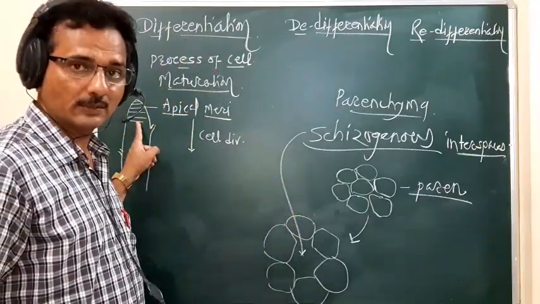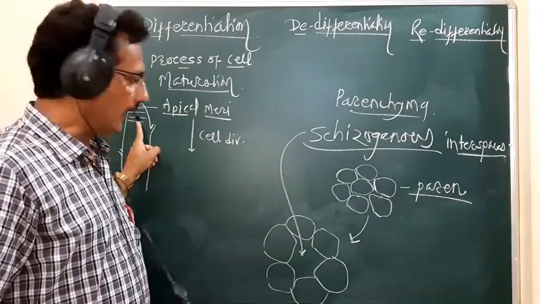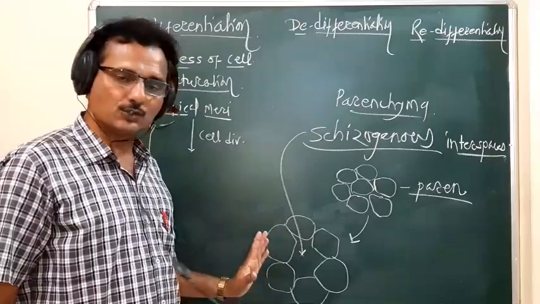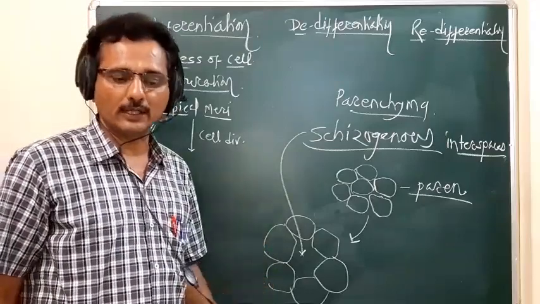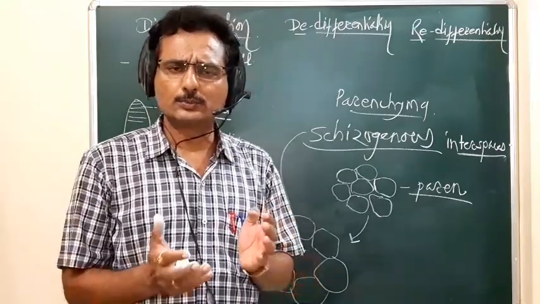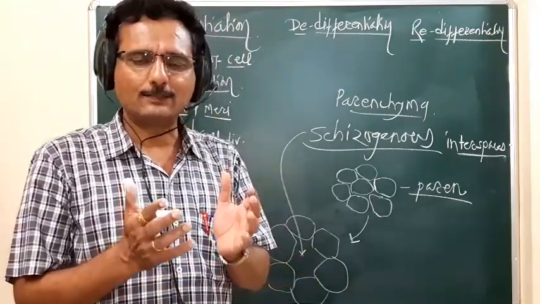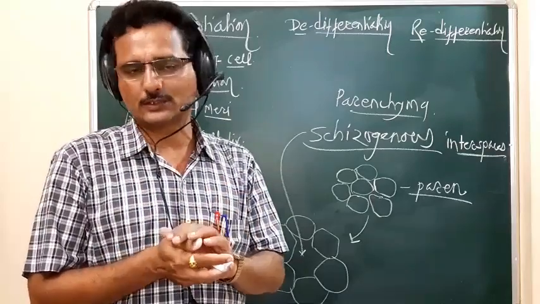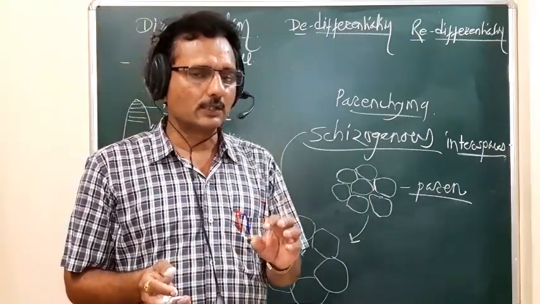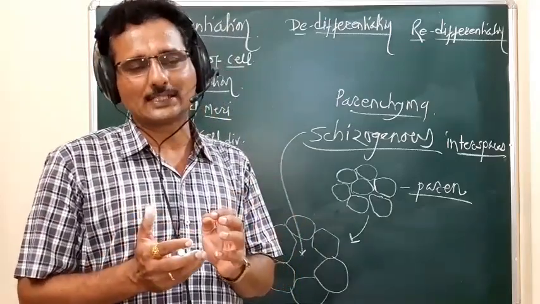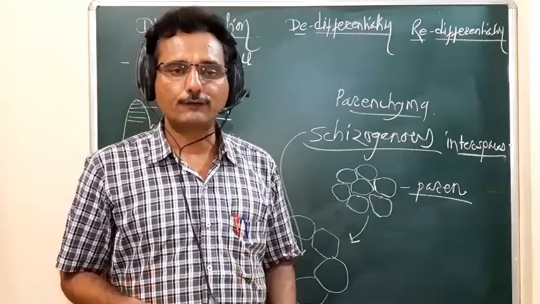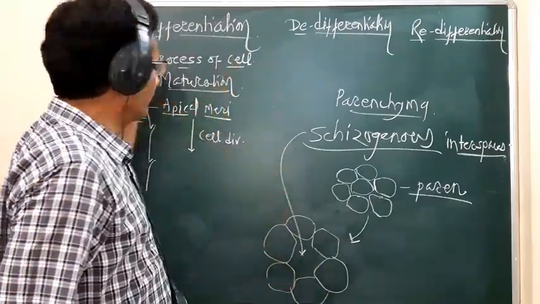Okay, from its original meristematic cell, and they attain maturity. Okay, when such a type of tissue is formed, that tissue is able to divide further. And because of this, that plant floats over the water surface. So remember, this is the adaptive characteristic feature seen in the aquatic plant because of this differentiation.